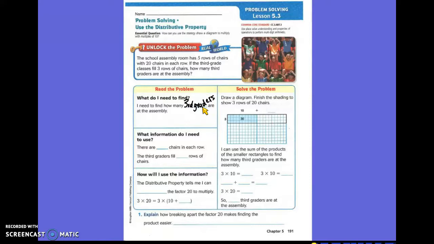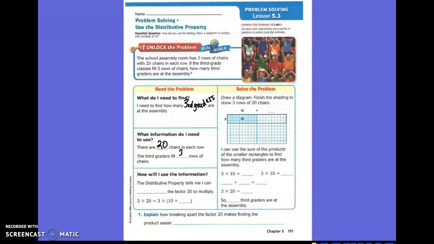Now, what information do I need to use? Well, they have 2 sentences for us. The first sentence says there are blank chairs in each row. By reading the story above, how many chairs are supposed to be in each row, everyone? 20. And the 3rd graders will fill how many rows? 3. 3 rows of chairs.